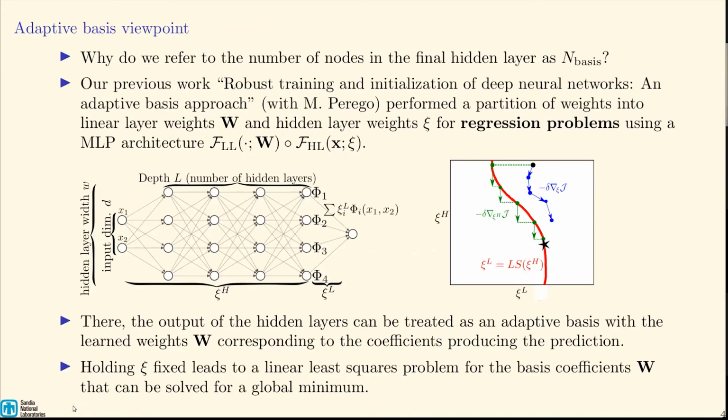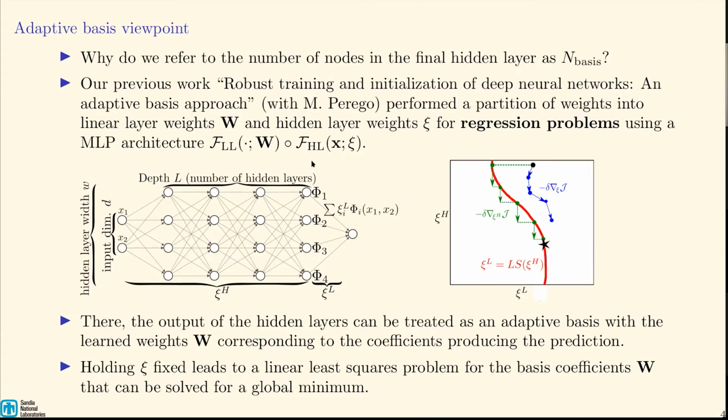So why do we refer to the number of nodes in the final hidden layer as n sub basis? This is motivated by our previous work, which was done with Mauro Perego, who's also at Sandia. This paper was called Robust Training and Initialization of Deep Neural Networks, an Adaptive Basis Approach. The idea here was that we applied a similar coordinate descent method for regression problems.